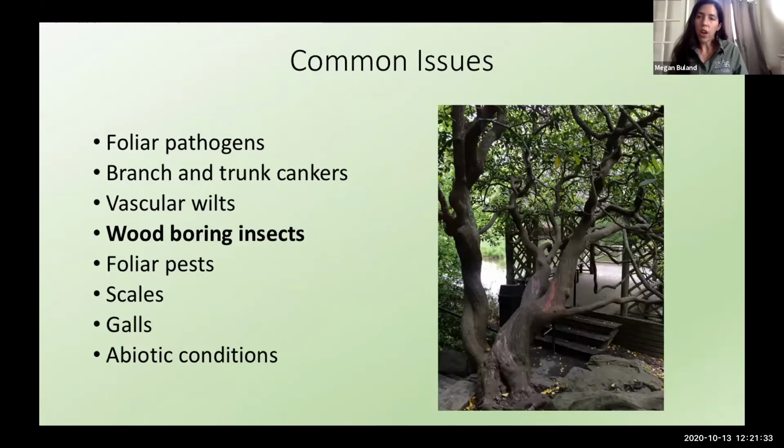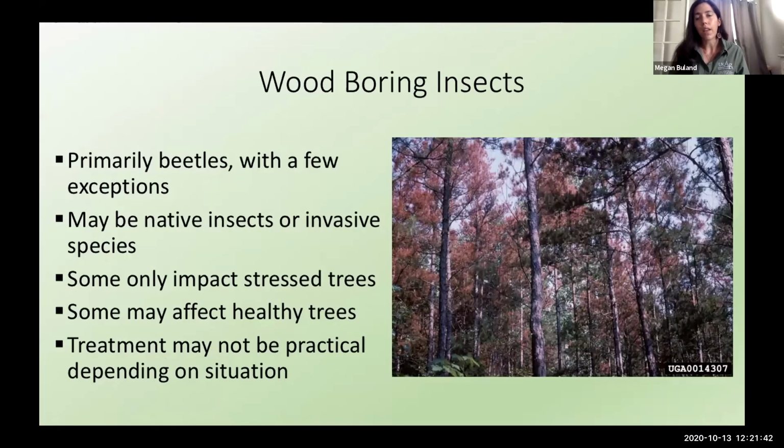Wood-boring insects. We just talked about the little elm bark beetles that vector Dutch elm disease, so this is a perfect segue into wood-boring insects. These are insects like that elm bark beetle that bore into trees to make their home there, to feed, or to rear their young. And they can, in some cases, impact the health of trees on their own, although in other cases, like that elm bark beetle, they impact the health of trees by carrying infectious agents, fungi or bacteria, with them that can then infect trees. They're primarily beetles, but there are a few exceptions, and we'll talk about one of them. And they may be native insects, or they might be invasive species.